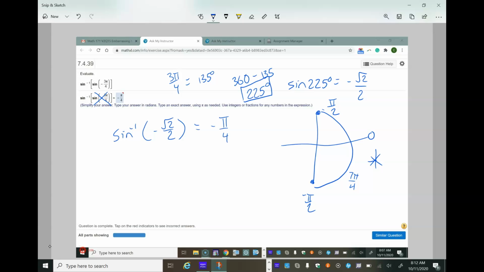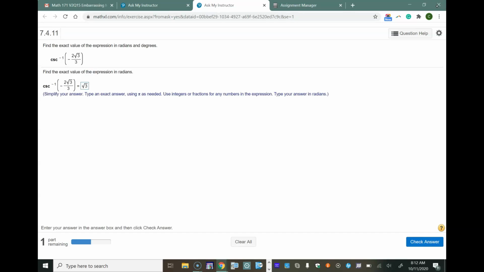I know it can be a little tricky, but it looked like you got started fine, so you got the negative square root of 2 over 2. But this one's just a little bit different because those negatives kind of throw it off. So let's look at your second one.